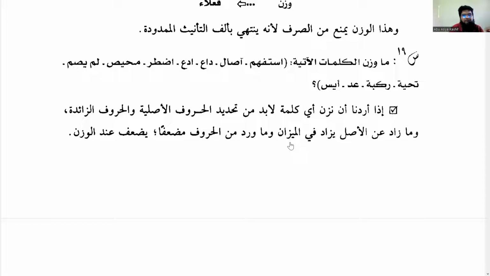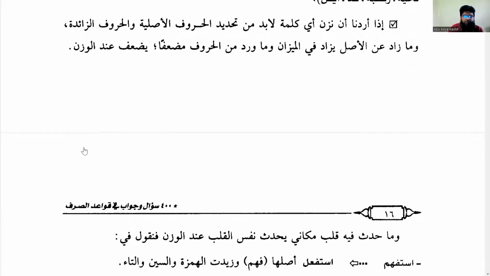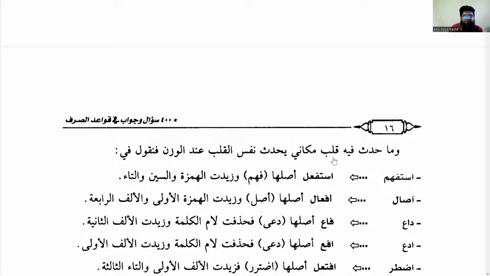So mizan is the scale, right? Like fa'ala, fa'ala, yufa'ilu, maf'al, mif'al, whatever, that's the scale. So if there are any extra letters, then you increase them in the scale. And whatever letters are doubled, muda'afan, you will double them in the wazn also. وما حدث فيه قلب مكاني يحدث نفس القلب عند الوزن.